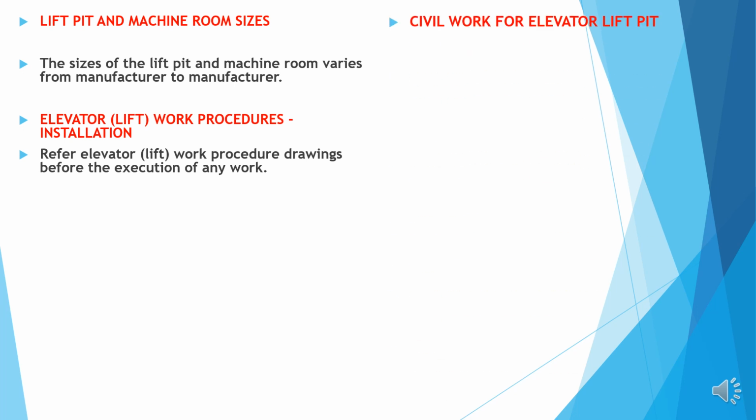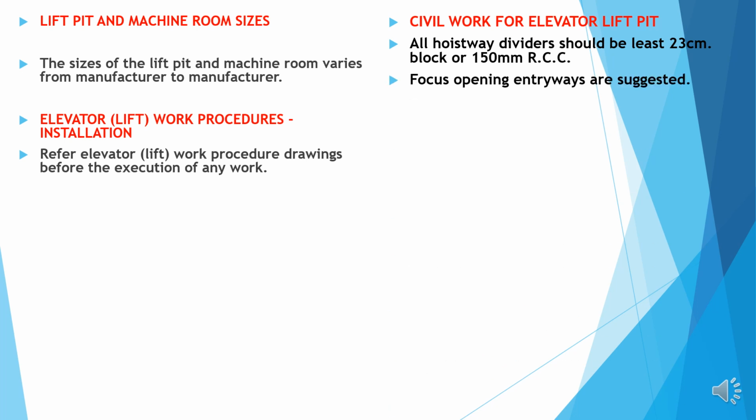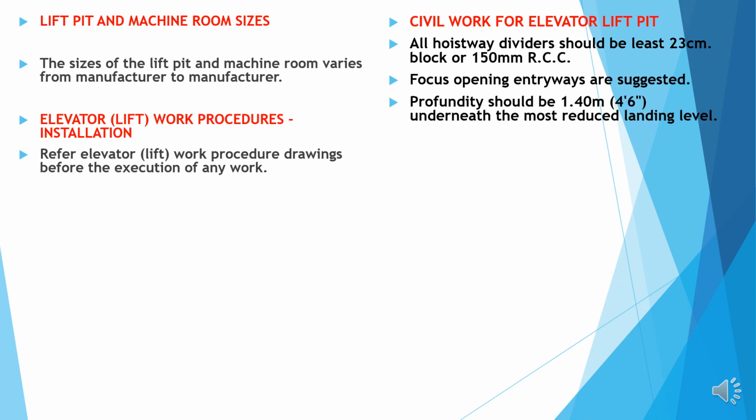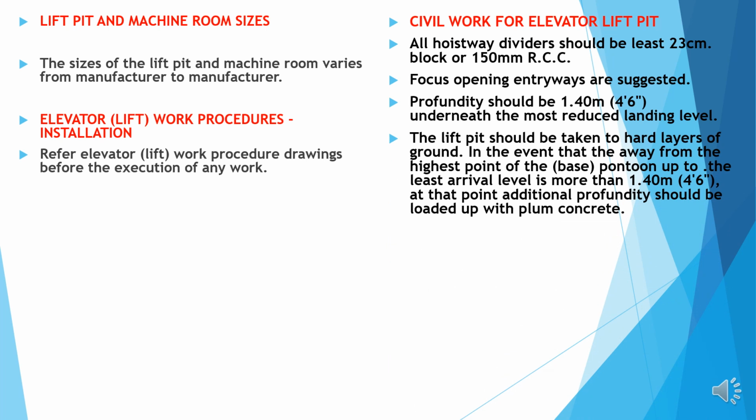Civil work for lift pit. All hoistway walls should be at least 23 centimeter block or 150 mm RCC work. Center opening doors are recommended. Depth should be 1.4 meter, that is 4.6 feet, below the lowest landing level. That is the minimum level of the lift pit. The lift should be taken into hard layers of the ground.